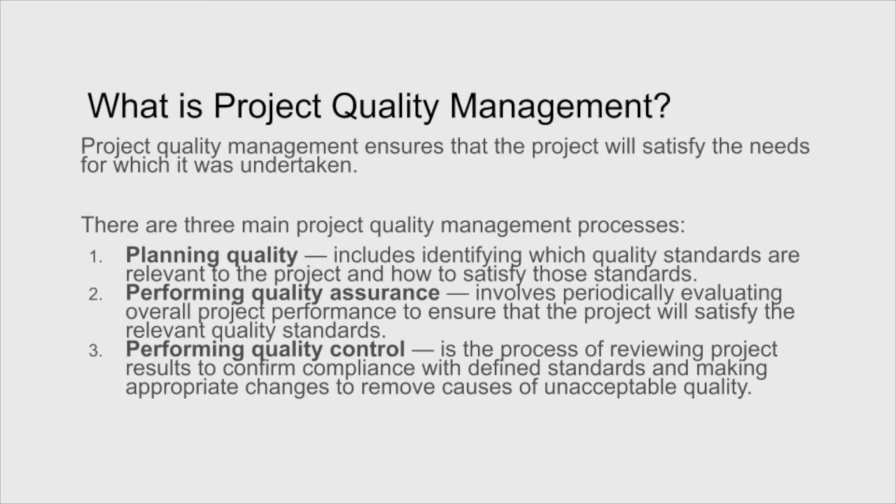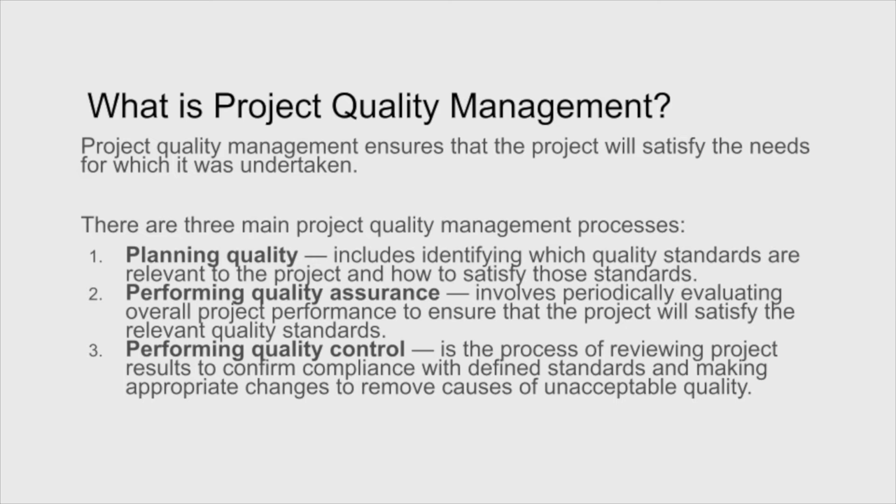There's three main project quality management processes really. First of all, there's planning quality. This is upfront before we actually produce anything. It includes identifying which quality standards are relevant to the project and how to satisfy these standards. As we move into the project, we perform quality assurance, which involves periodically evaluating overall project performance to ensure that the project is satisfying the relevant quality standards that we established in the first place.